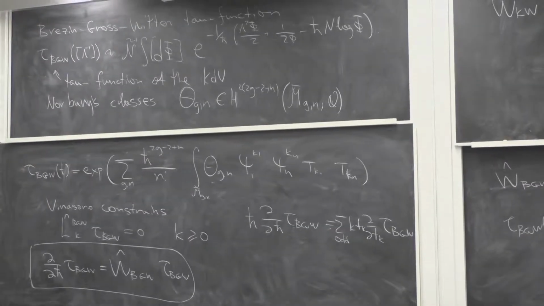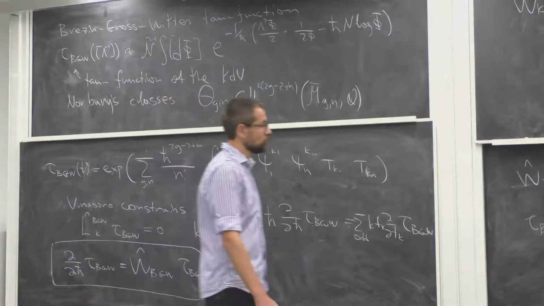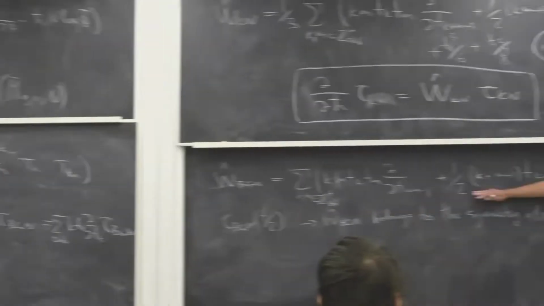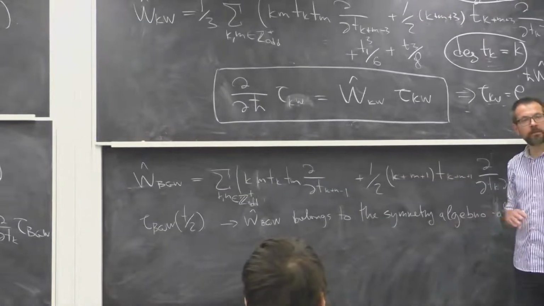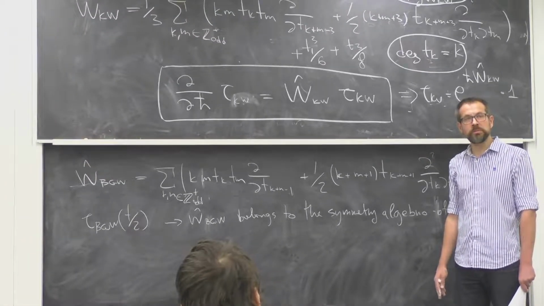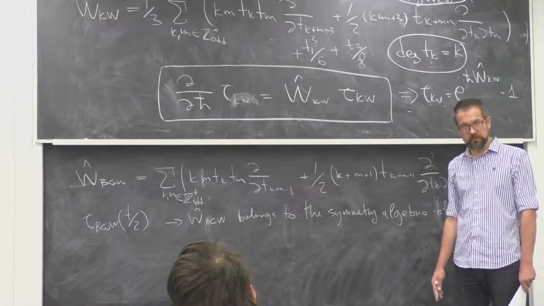But why didn't you say before this about Kontsevich-Witten? Because it's not true. So not all tau functions of KdV are tau functions of BKP. No, all tau functions of KdV are tau functions of BKP, but here we see it from the structure of the operator. But the Kontsevich tau function is also a tau function of BKP. Right. But you don't see it from the cut-and-join equation. Yes.